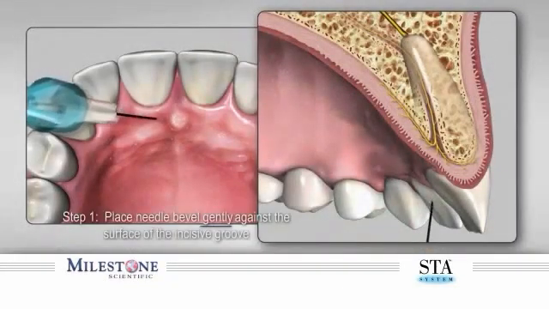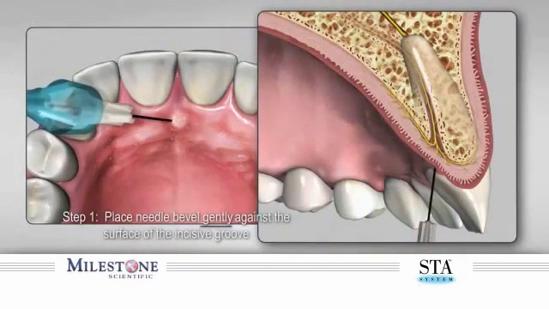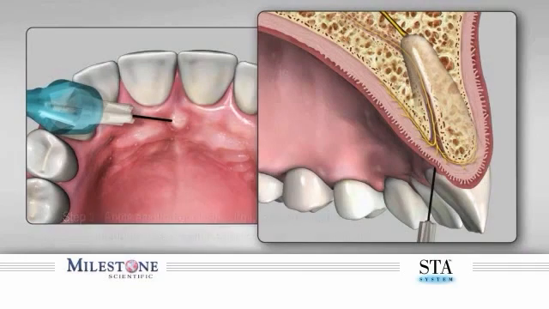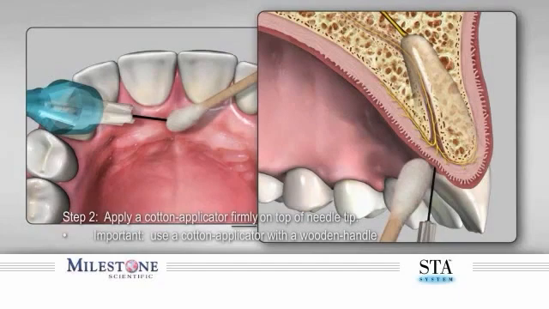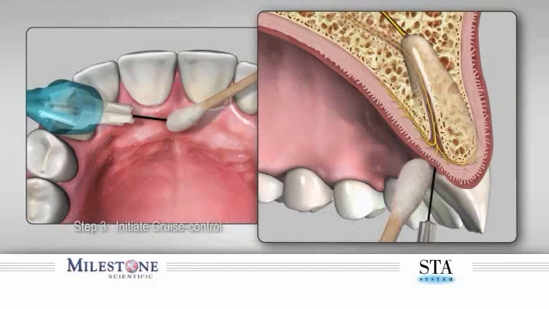Step 1. Start the P-ASA injection by using the pre-puncture technique. Gently place the bevel of the needle against the surface of the incisive groove. Step 2. Stabilize the needle by applying pressure from the cotton applicator. It is best to use a wooden handle cotton applicator so adequate pressure can be applied. The applicator absorbs any excess anesthetic solution and makes for more comfortable needle entry.